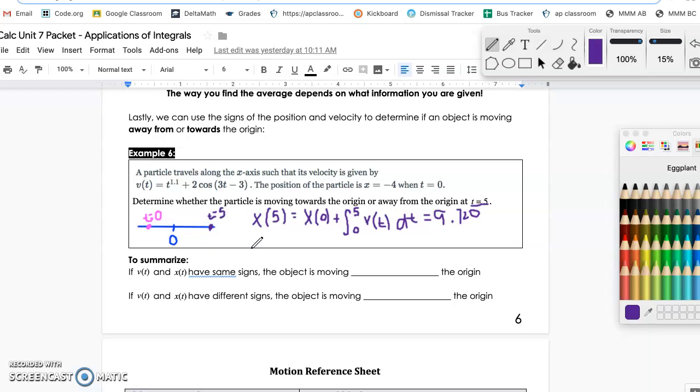Now, the second part is we need to determine what the velocity is. To determine my velocity, I'm just taking my v of t formula and plugging 5 in for t. Remember, we want to see if it's moving towards the origin, and right now the particle's to the right of the origin. If my velocity is greater than 0, then I'm going right. If my velocity is less than 0, then I'm going to the left. So velocity less than 0, go left. Velocity greater than 0, go right. So I'm going to find v of 5.